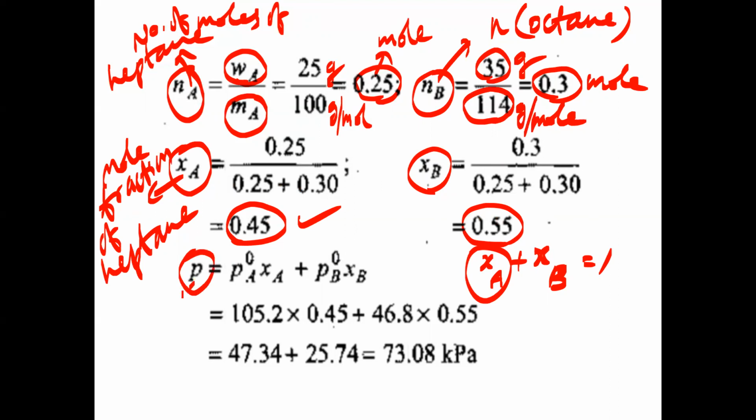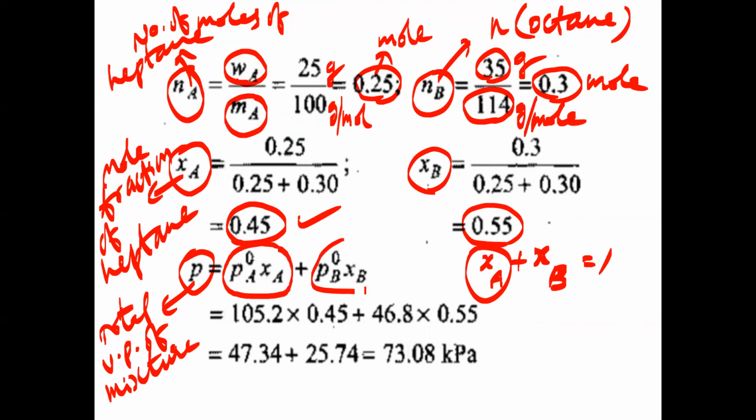Now P is the total vapor pressure of the mixture. The mixture of how many liquids here? Two liquids. It is an ideal solution, a mixture of heptane and octane. The total vapor pressure P total is equal to the vapor pressure of liquid A plus the vapor pressure of liquid B. The partial pressure of liquid A plus the partial pressure of liquid B is equal to the total pressure of the mixture of the two liquids.